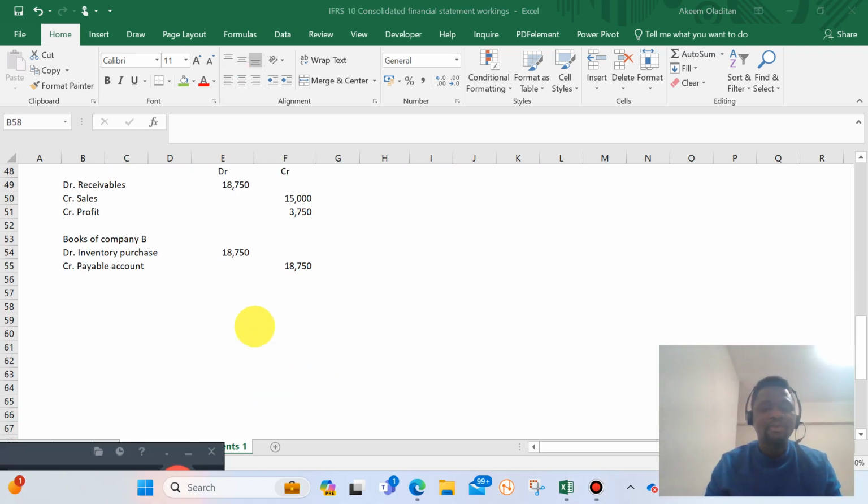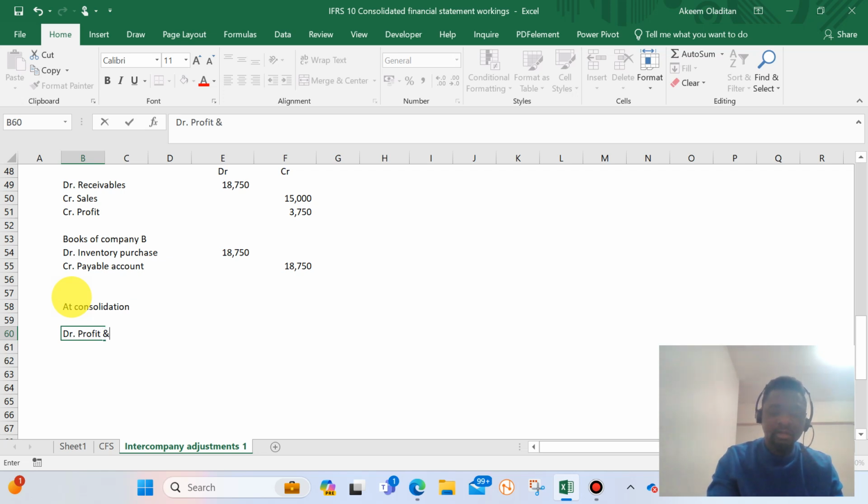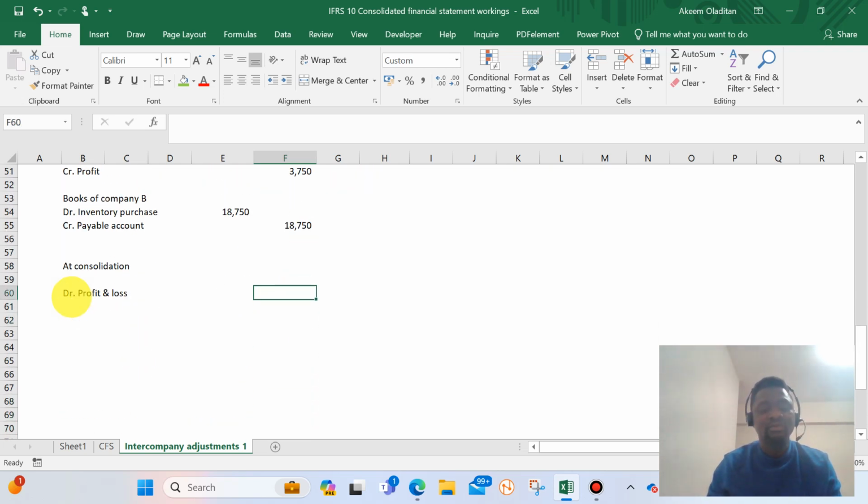So at consolidation now, what do we need to debit and credit? Because the question says that 20% of the goods remain unsold as at the date of consolidation. So at consolidation, we debit profit and loss. I'll tell you why we're debiting profit and loss. It is because that profit of 3,750 has been in the books of Company A while it was selling to Company B. So that profit, we said, is unrealized profit, so we need to debit that element.